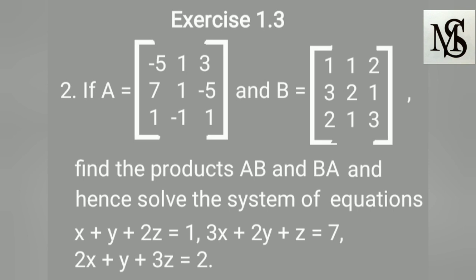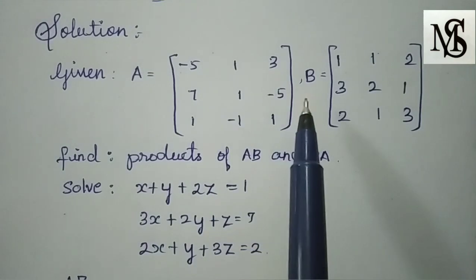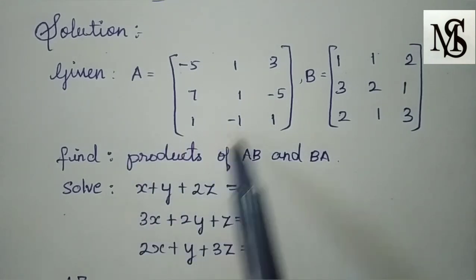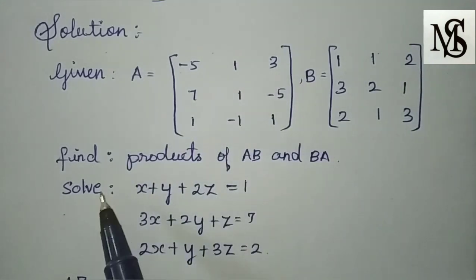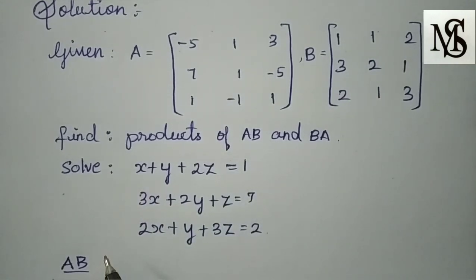Exercise 1.3, second sum. If A is equal to a matrix and B is equal to a matrix, find the products AB and BA and hence solve the system of equations. Solution. The A matrix and B matrix are given, and we have to find the products AB and BA and solve the three equations. First, we find the product AB.